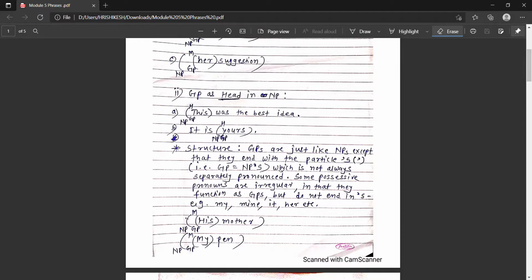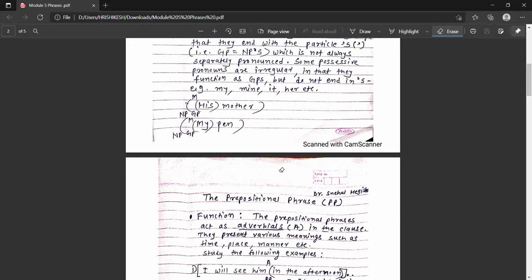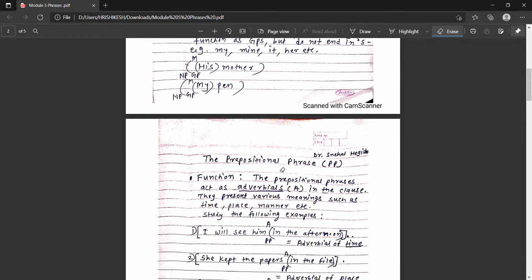So after discussing genitive phrase, I want to continue here with the third phrase, that is the prepositional phrase. So far, out of 6 phrases, we have discussed 2 phrases. This one is the third one, that is prepositional phrase. What is the symbol for prepositional phrase? PP. Two capital P's are used here to symbolize which phrase? The prepositional phrase. As usual, we will discuss first of all function and then structure of the prepositional phrase.